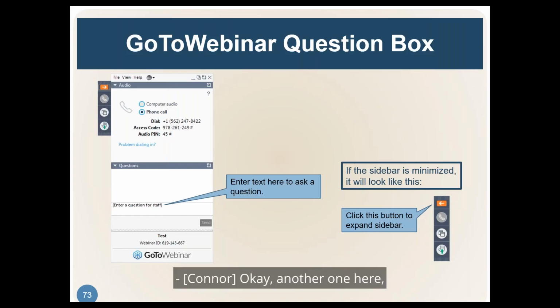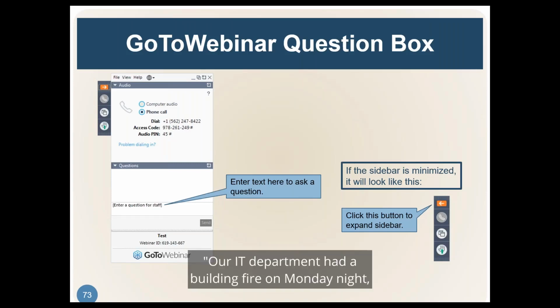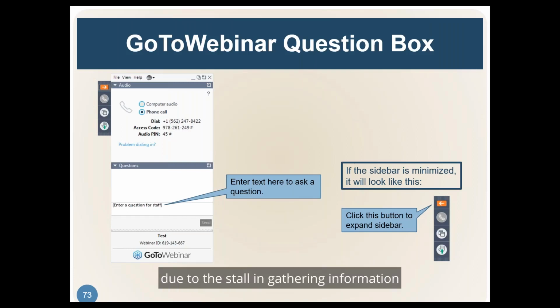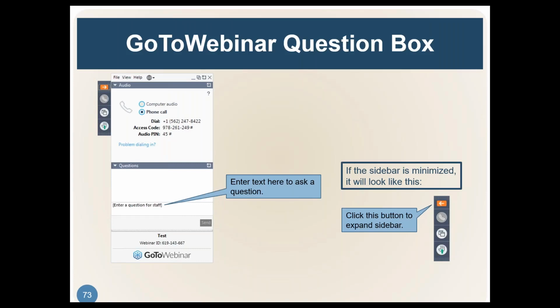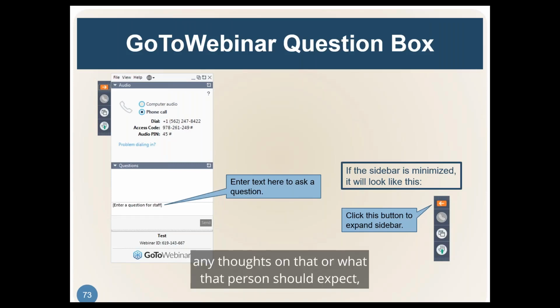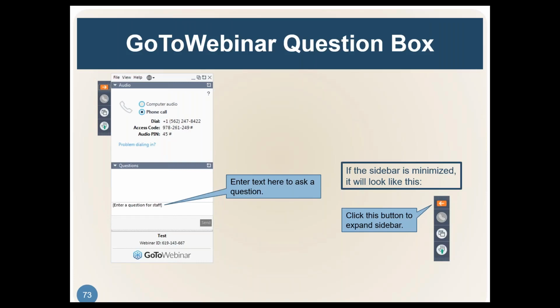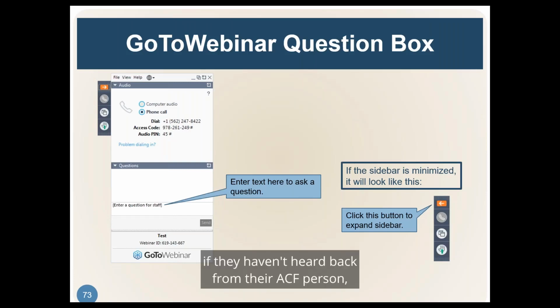Okay, another one here. Our IT department had a building fire Monday night. I have sent a request for an extension to our ACF contact due to the stall in gathering the information and have not heard back yet. Any thoughts on what that person, or anyone in a similar situation, should expect if they haven't heard back from their ACF person but they need an extension?